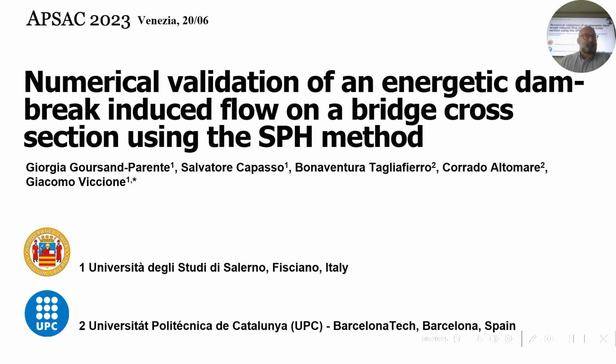And let's start with my first presentation, numerical validation of an energetic dam-break induced flow on a bridge cross-section using the SPH method. This work was carried out under my supervision, humbly leading the UNISA Waves group, which is composed of Giorgia, Salvatore Capasso, Bonaventura, Professor Corrado Altomare, a colleague, and myself.